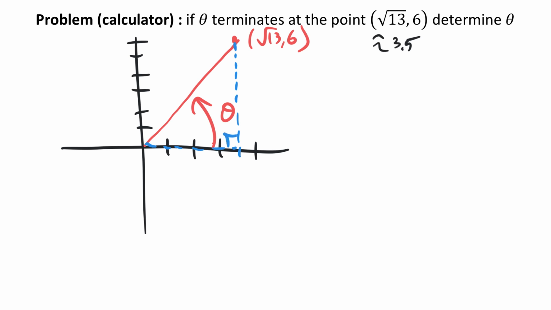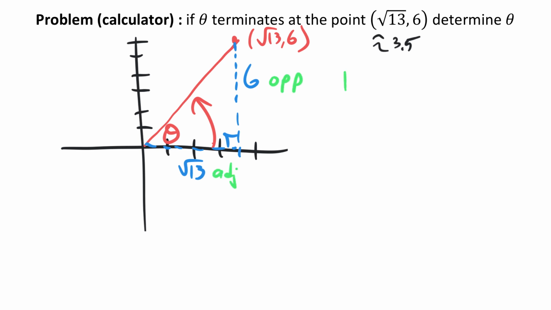Because it goes up 6, we know the height of this triangle is 6. Because it goes to the right root 13, we know this is root 13. And we're looking for, maybe let me put that theta down in the corner, we're looking for this angle right there in the triangle. And that means that based on that angle, this side is the opposite side. This side is the adjacent side.